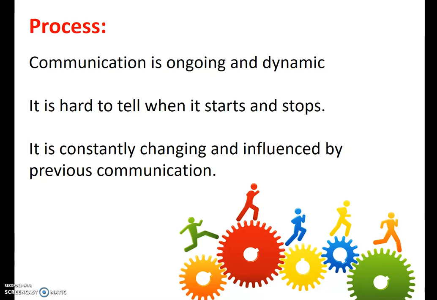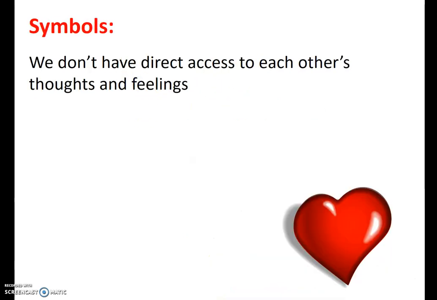So communication is a systemic process. It happens within a system, and it is an ongoing and dynamic process that's hard to tell when it starts and stops. Okay. Now let's talk about the next part of it. It's when we interact with and through symbols. So it's a systemic process in which one interacts with and through symbols.